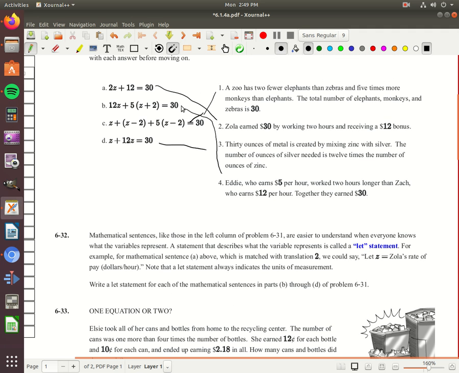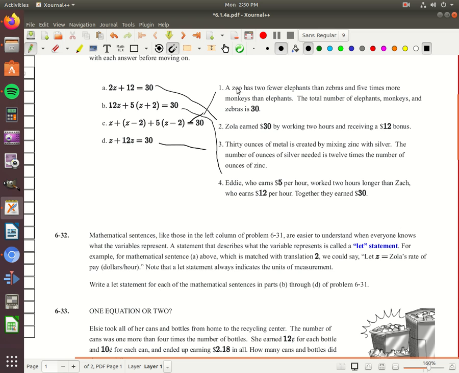So if I go to B, it looks like Eddie earns $5 per hour. He worked 2 hours longer than Zach, who earns $12 an hour. So it looks like Z is how many hours Zach worked, right? So let Z equal that. So I'll multiply how many hours he works by the $12 an hour.